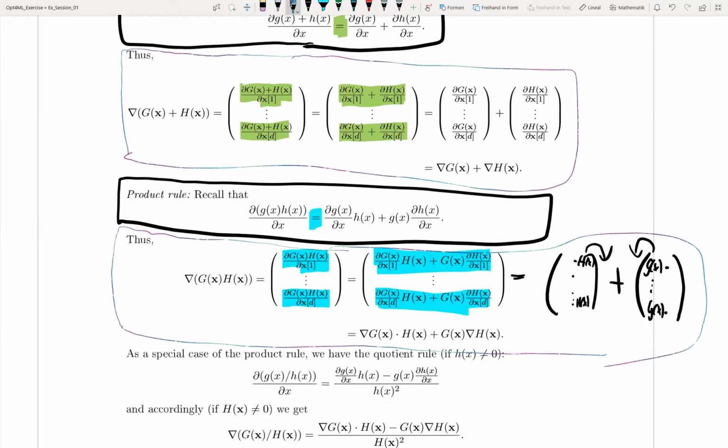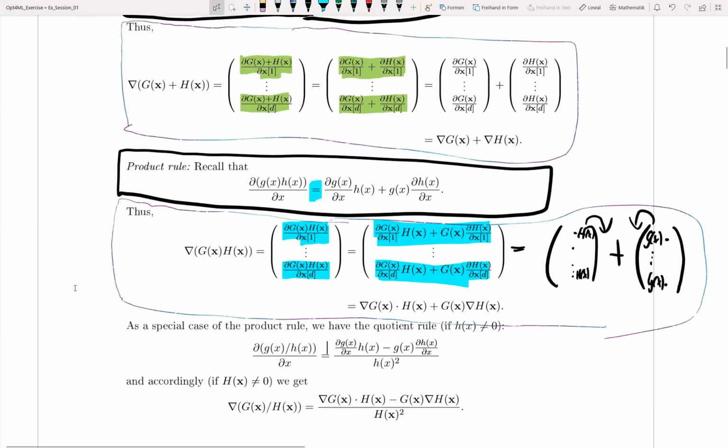So again, comparing the product rule in the univariate case and the multivariate case, very similar, right? You have essentially the same structure. The only difference is now that you have a gradient instead of a single derivative. A bit more complicated object, you might say, but from a meta perspective, it's very similar.